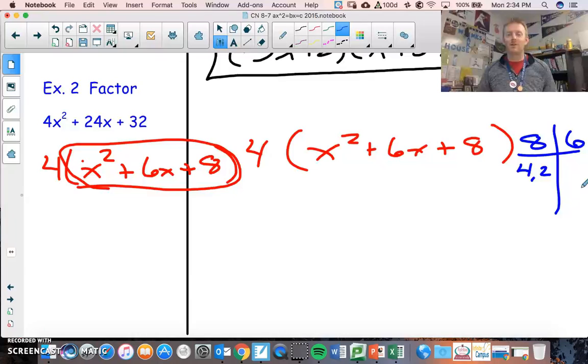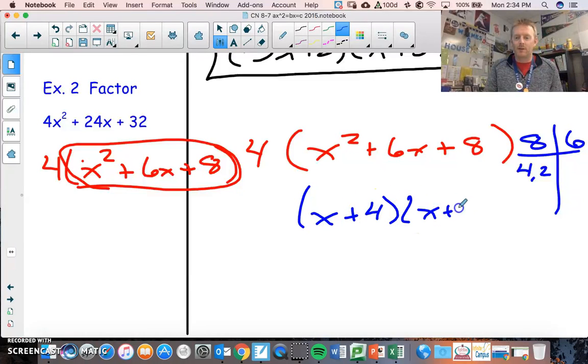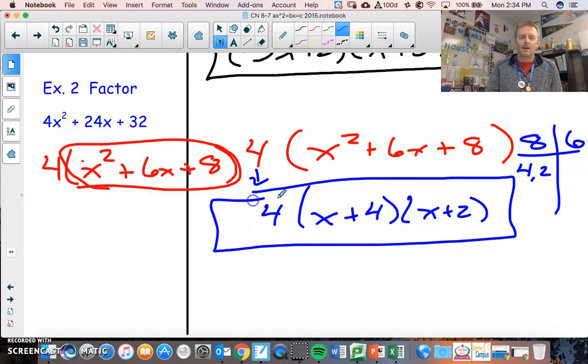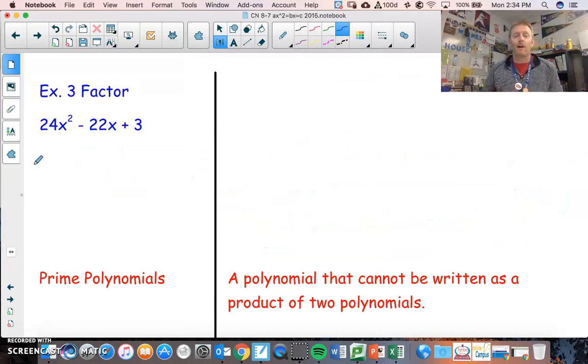Hopefully that's something that you can recognize really easily as well, because these are both positives. So I'm left over with an x plus 4 and an x plus 2, and all on the outside was that 4. So then this is my answer. Now it's nice when we divide out the a so that we don't have to worry about that extra step and do that dividing by grouping, or factoring by grouping.